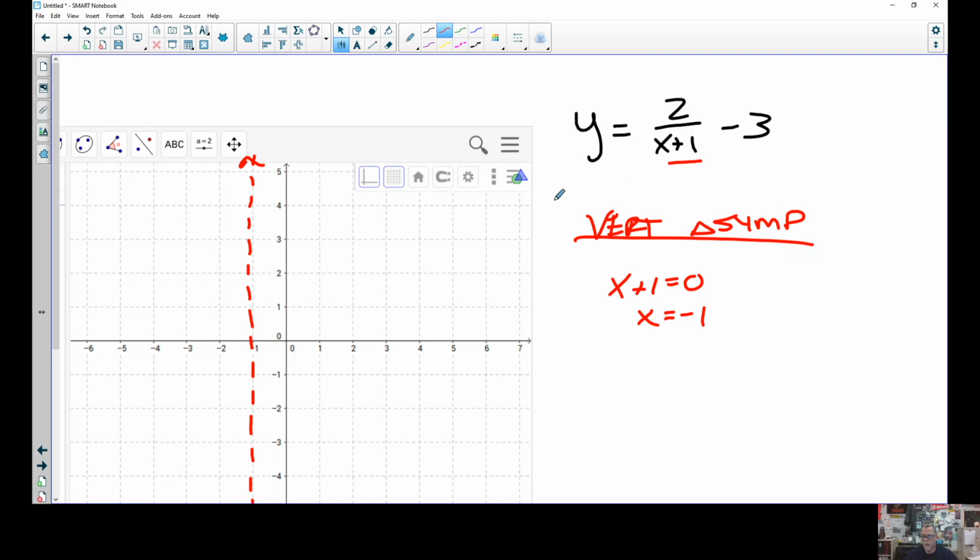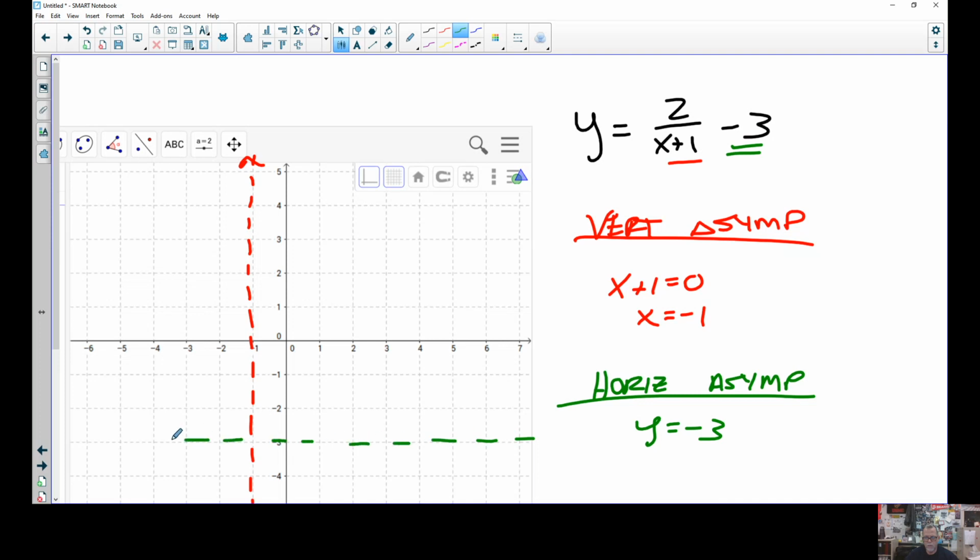Now, our horizontal asymptote, if everything in this graph is going to shift down 3 as well, well, that means my horizontal asymptote has to shift down 3 as well. So again, we used to have it at y equals 0. Now it's going to be y equals -3. So we would have our horizontal asymptote going across here.